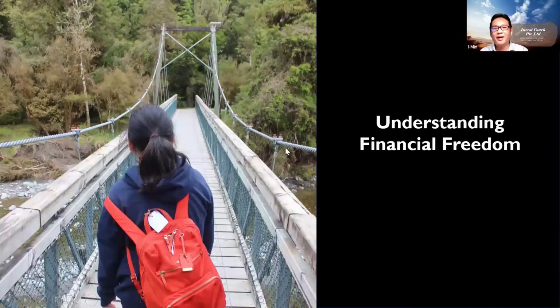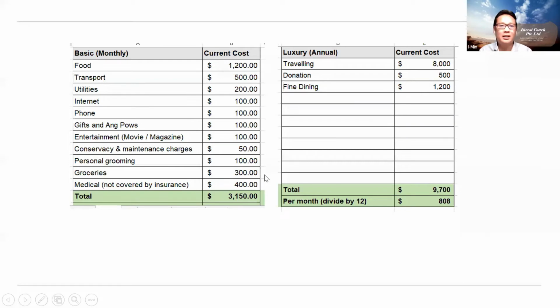Okay. I think the best way for me to illustrate is to use myself as an example. Okay, then I would think it's going to be clearer to you. What do we mean by understanding financial freedom? So this is exactly what I did. I sat down with my wife some time ago, and we listed down this thing called basic expenses. So this is for 2 persons on a monthly basis. Basically, I sat down with my wife and went through: what are the things that we need to pay for so that we can survive based on current costs? Okay, based on current dollar value.